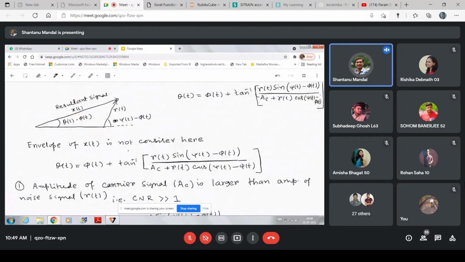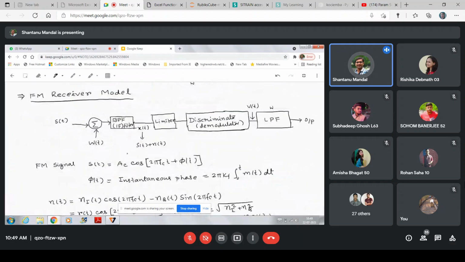Now here we have to consider this is a band pass filter. Okay, so this is a band pass filter. Band pass filter means, so here the transfer function of this filter is like this.